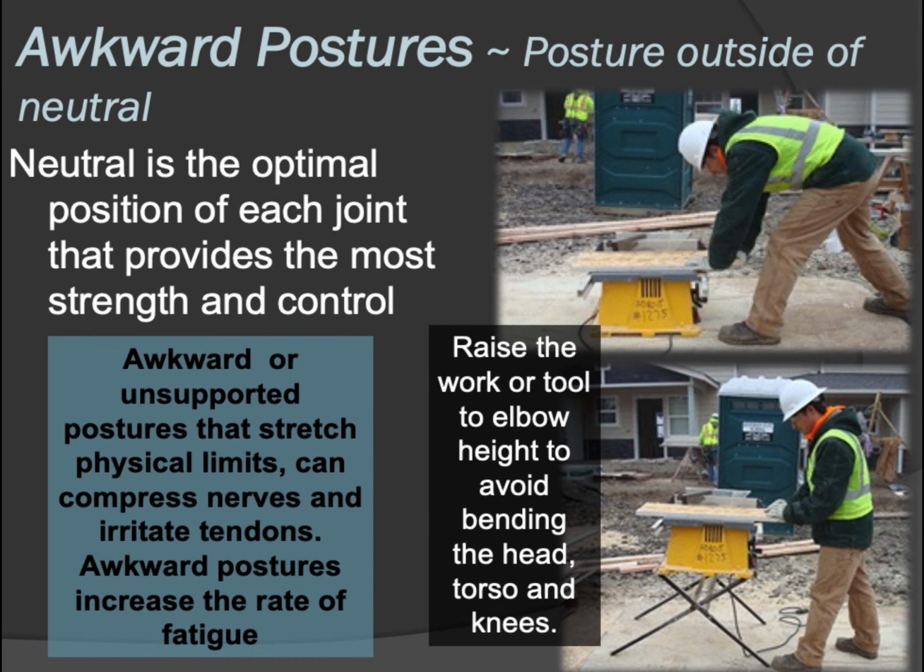So awkward postures are postures that are outside of neutral. They're unsupported, they can stretch the physical limits, compress nerves, irritate tendons, and of course lead to muscular fatigue. So a very simple solution to change an awkward posture is to raise the tool or the part that people are working on up to elbow height so they don't have to bend forward or deviate. Also, orienting the work towards the worker is another way to change the posture from awkward to neutral.